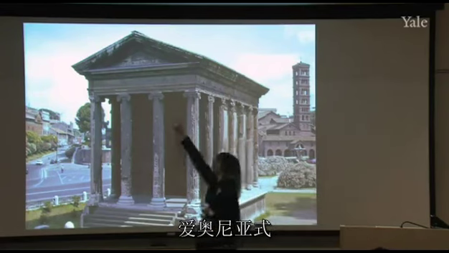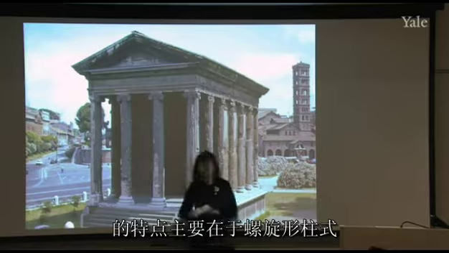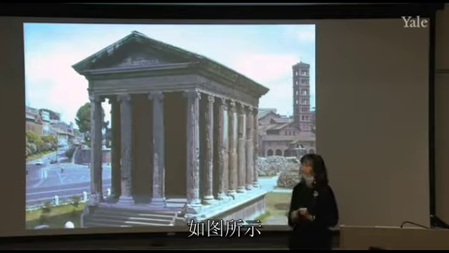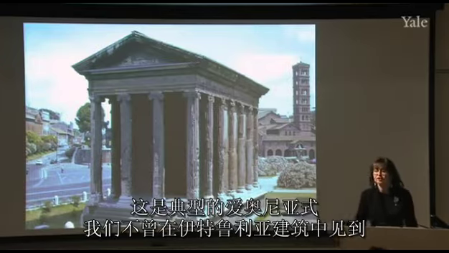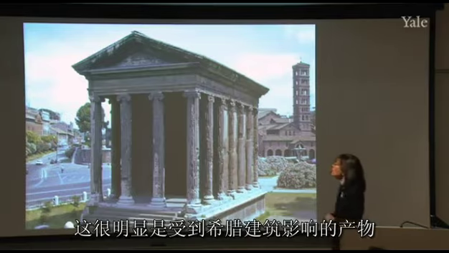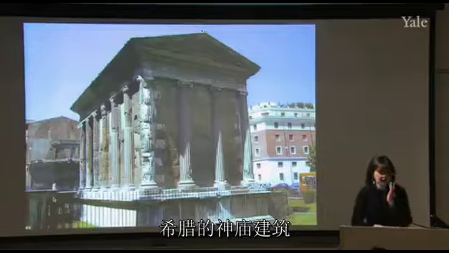What characterizes the Ionic order are what are called spiral volutes, V-O-L-U-T-E-S, and you can see those here. This is a typical Ionic column, and we don't see the Etruscans using this. It was clearly made under the very strong influence of Greek temple architecture.